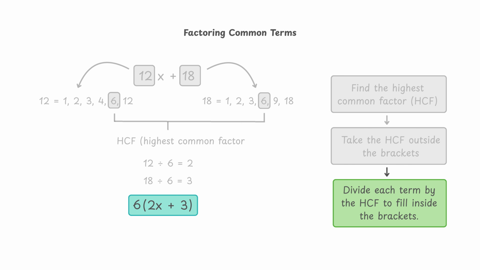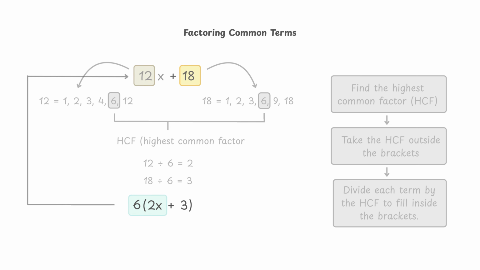Now let's pause and check. A very good habit in maths is to always verify your answer. If we expand 6 multiplied by open bracket 2x plus 3 close bracket, 6 times 2x gives 12x, and 6 times 3 gives 18. So we return exactly to the original expression. That means our factorization is correct.